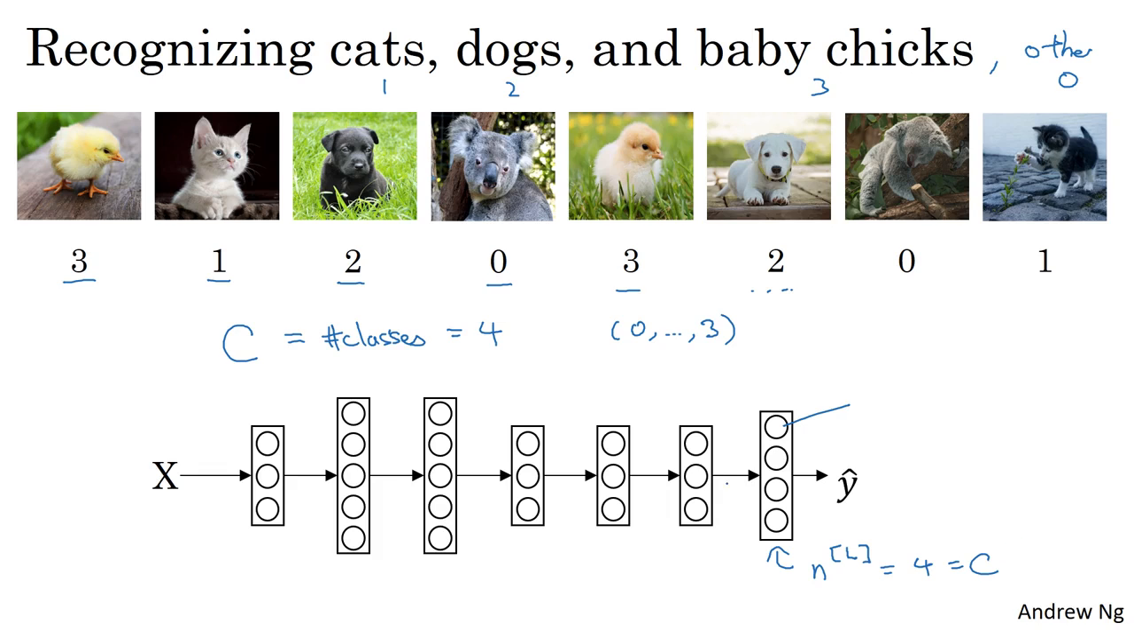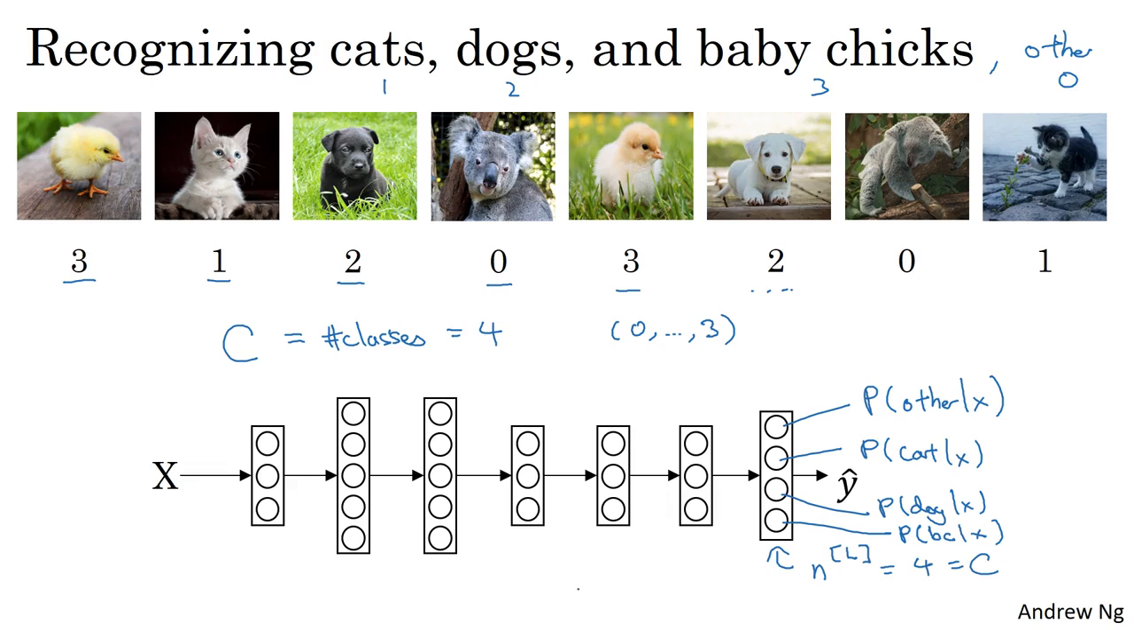So the first node here is supposed to output, or we want it to output, the probability that it is the other class, given the input x. This will output the probability that it is a cat, given x. This will output the probability that it is a dog, given x. That will output the probability, I'm just going to abbreviate baby chick to be BC, of a baby chick, abbreviated BC, given the input x.